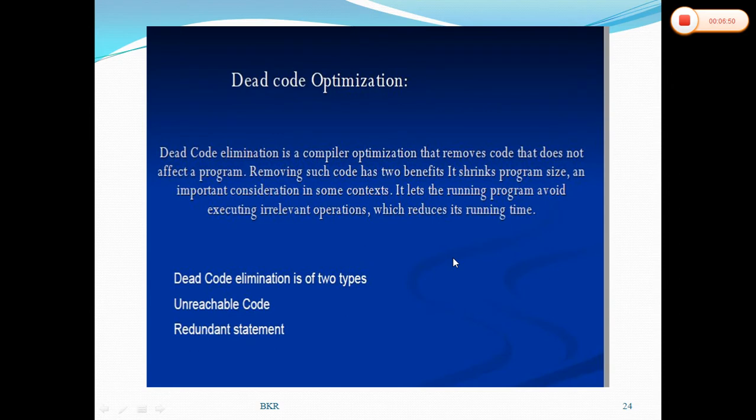Second is dead code optimization. What is dead code optimization? Dead code elimination is a compiler optimization that removes code that does not affect the program. Dead code is code the program doesn't require, so that code can be eliminated. Simply, for example, NOP, no operation. I can simply remove that no operation because it requires some machine cycles.